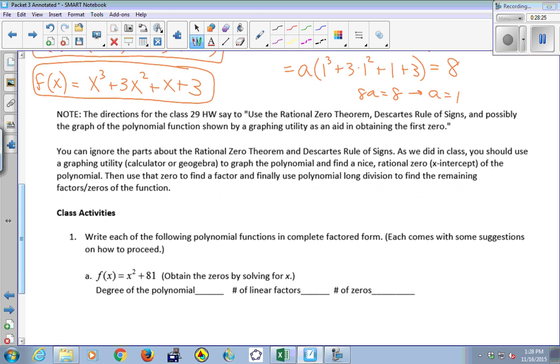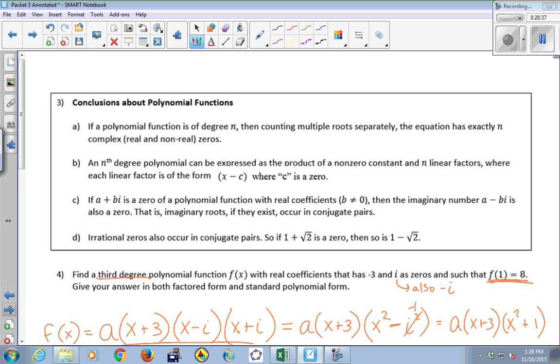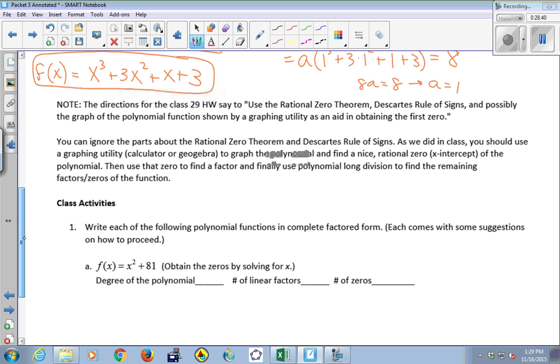Just like we did in class, just like we did with number 2 here. Look at a graph and say, oh, it crosses the x-axis at one nice point. Use that as your starting point to get 1 zero, and thus one factor. And then you use polynomial long division after that to find the remaining factors and zeros.